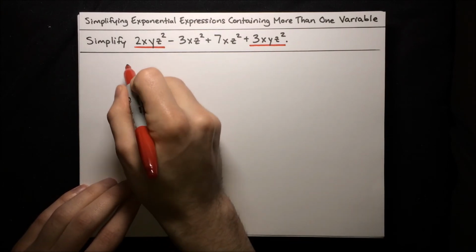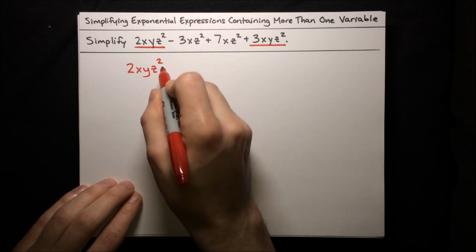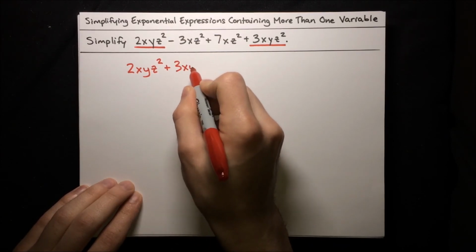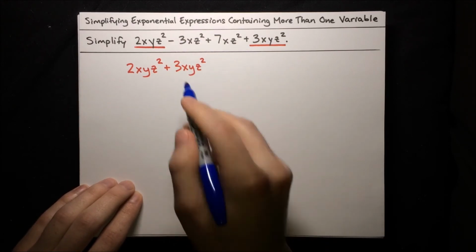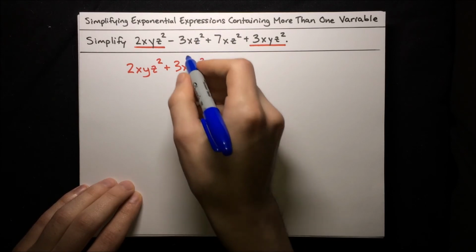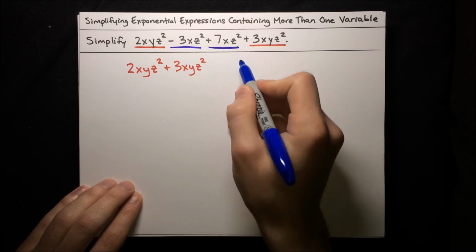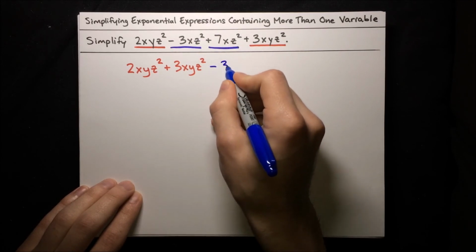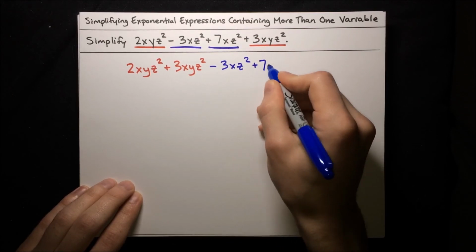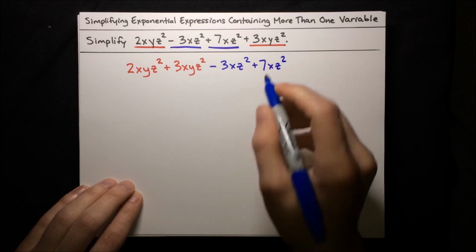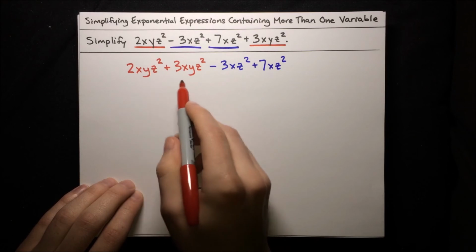Let's write them down together. So we've got 2xyz squared, and then bring that one over, so plus 3xyz squared. And now we can get the other terms here. The other terms are xz squared terms. So we've got a minus 3xz squared, and then a plus 7xz squared, and we'll write them here. So minus 3xz squared, and then plus 7xz squared. And now we'll go ahead and simplify this by adding coefficients of the like terms.